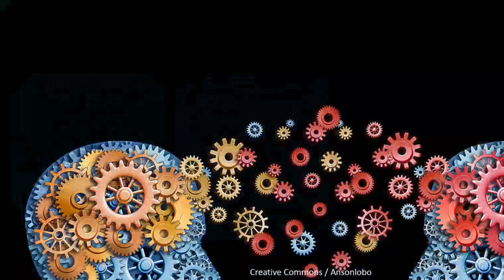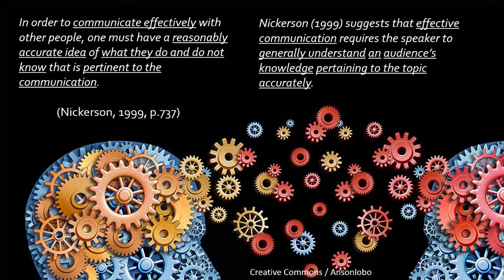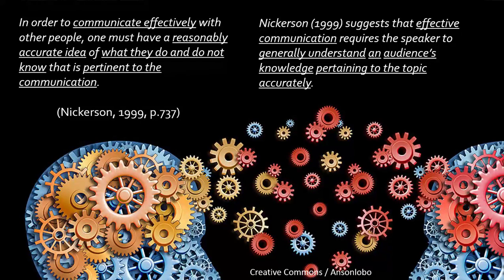Consider this example. We might paraphrase this sentence as follows. Note how the paraphrase utilizes other members of word families, along with synonyms, in order to communicate the meaning of the sentence in different words, such as communicate effectively, becoming effective communication, and what they do and do not know, becoming an audience's knowledge.